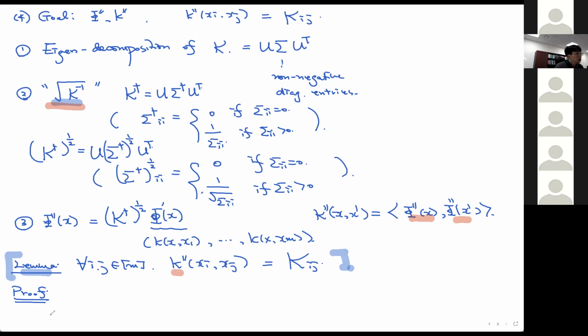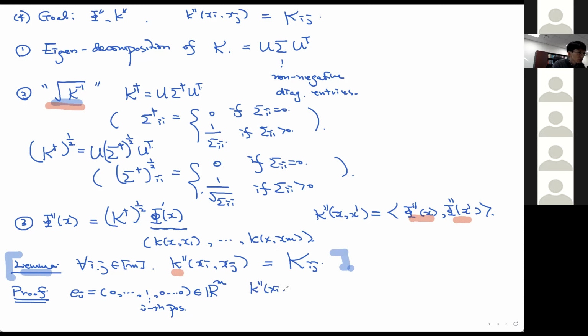Okay. So they define e_i to be the vector which has 1 at the ith position and 0 everywhere else. And this is in R^n.